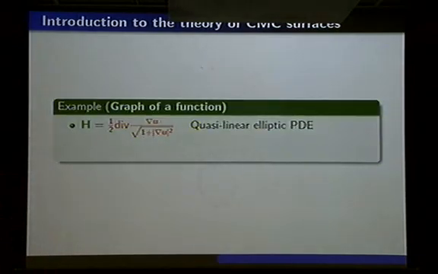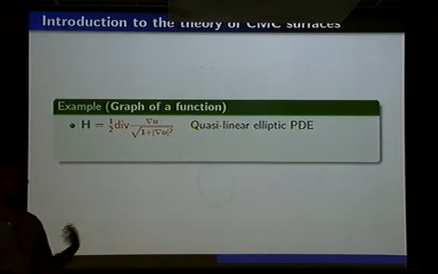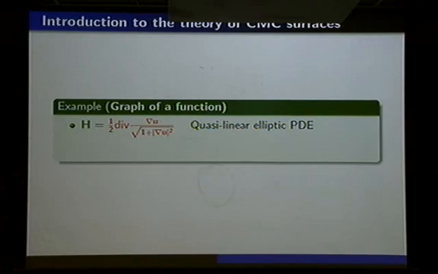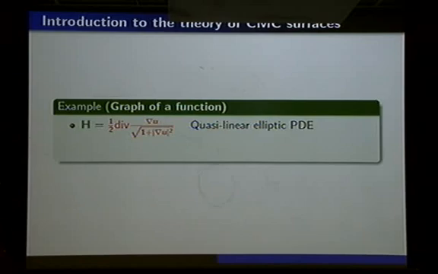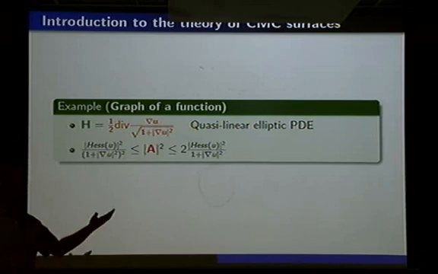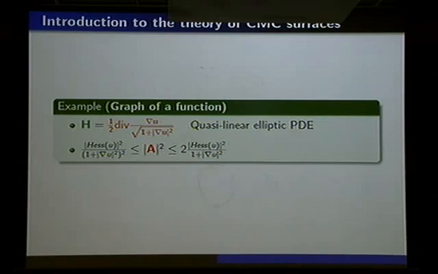Okay, an example: when a surface is given as a graph, then in order to express the mean curvature, we have this quasi-linear elliptic PDE, and this is the prototypical quasi-linear elliptic PDE. It enjoys properties like the maximum principle or the Harnack inequality, for instance. And again, if a surface is given as a graph, then we have bounds for the norm of A that depend on the Hessian and the gradient. Which means that when the gradient is bounded, the norm of A is pretty much the Hessian.